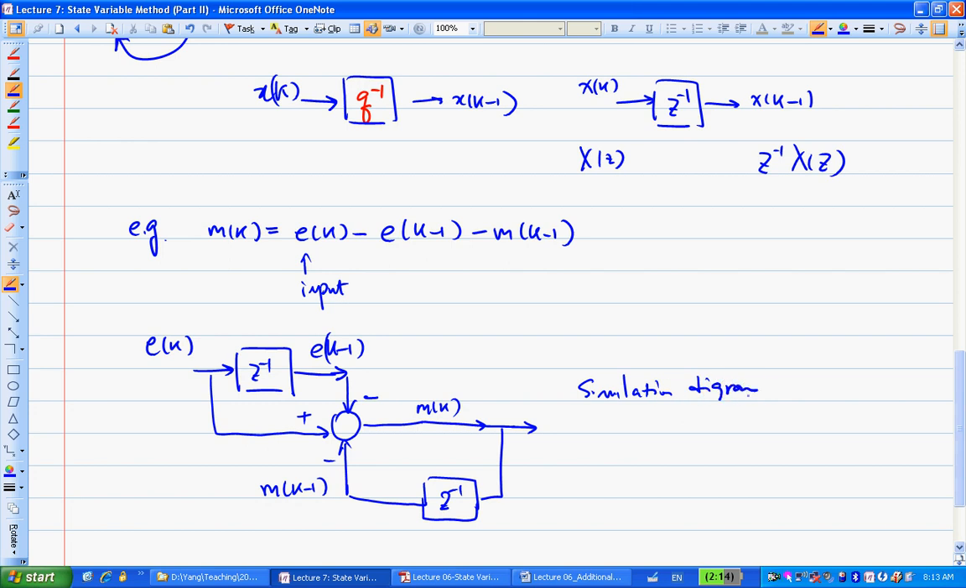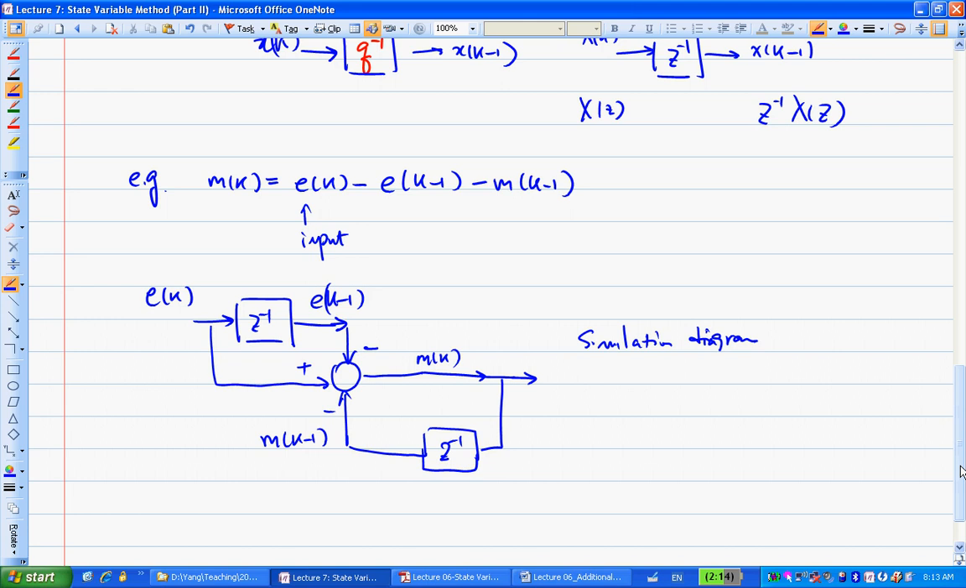The state space model will be very easily derived based on the simulation diagram. But we need to know how to build a simulation diagram first. Was that okay? On the side here, usually it's also easy. Once you have a simulation diagram, it is actually no different from your block diagram in a continuous system. A block diagram is also a part of the simulation diagram.